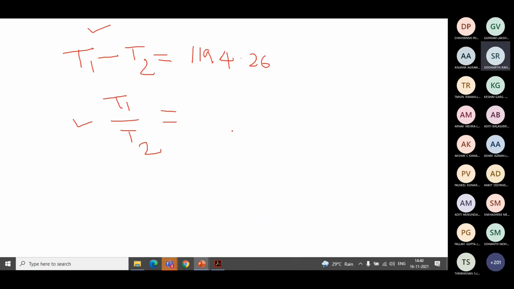Sir, T1 minus T2 is 1193.66. Okay, close to this, right? 1194. Depends upon how accurately you have substituted the values.